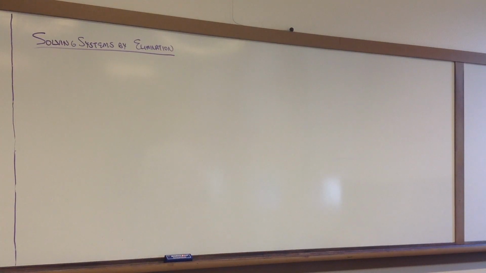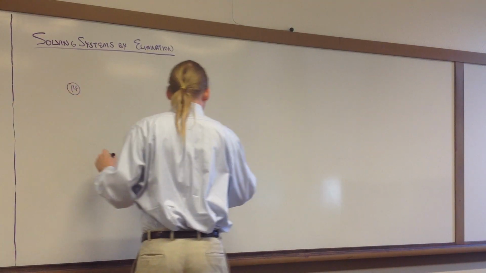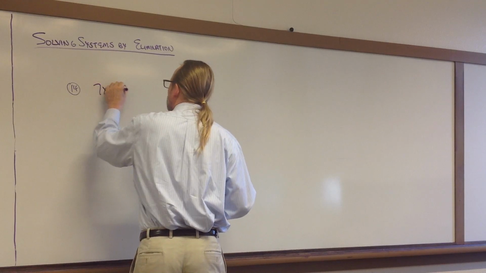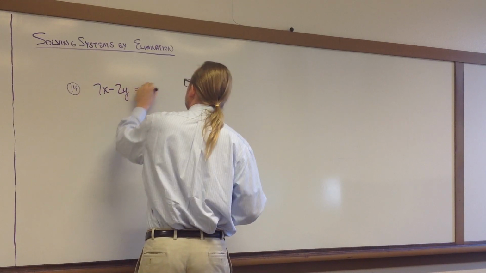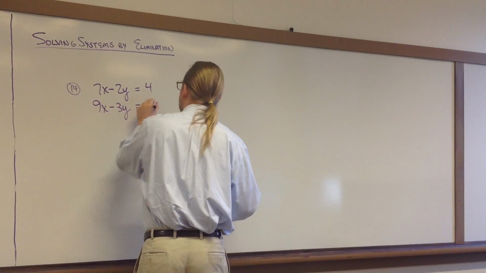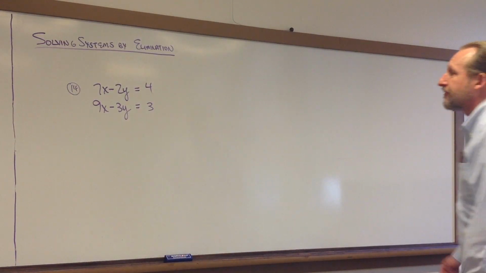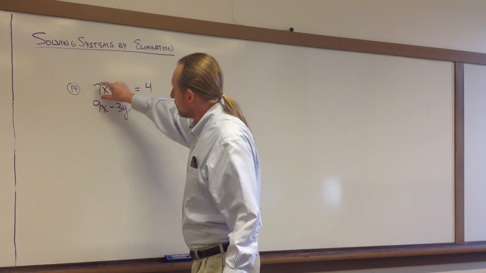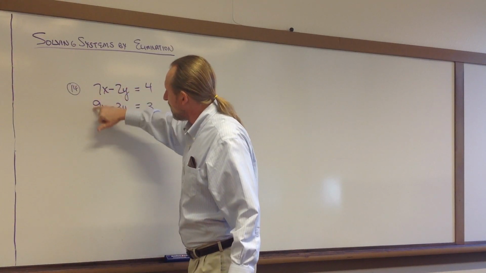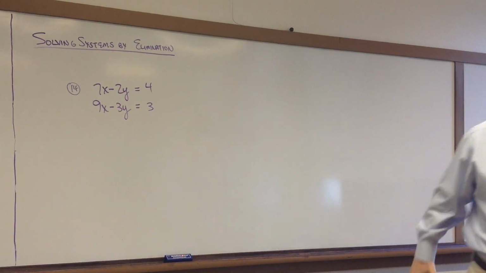Okay, let's see here. That was problem 10. All right, let's look at 14. 14, 7x minus 2y equals 4. 9x minus 3y equals 3. Okay, so neither one of those coefficients match up, right? And they have the same sign on both the x's and the y's. So we're kind of in a situation where there's no easy way out.